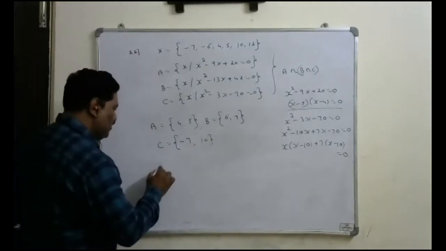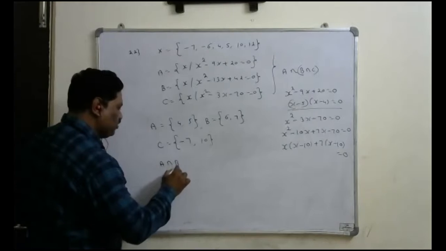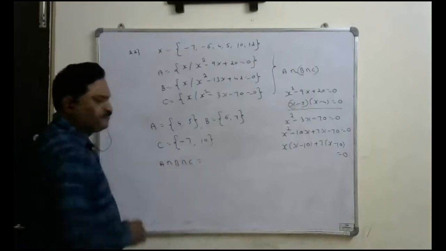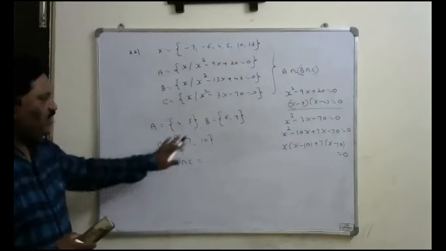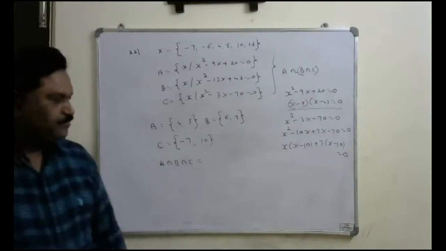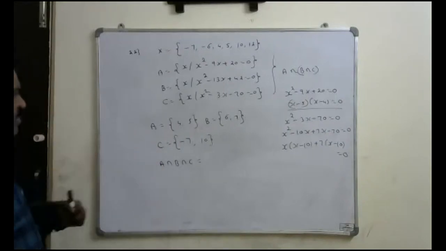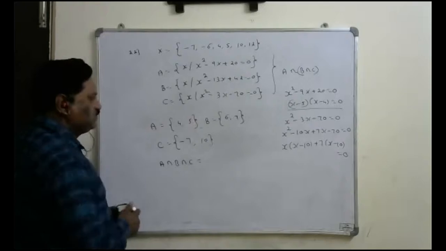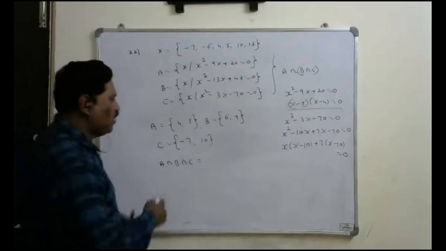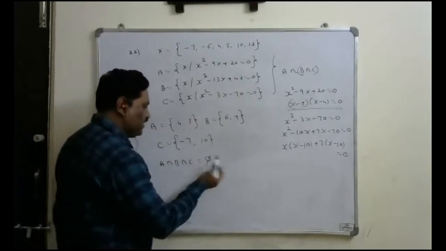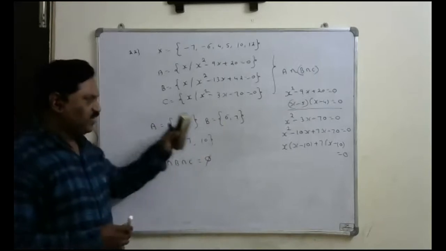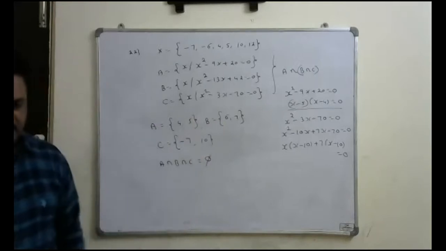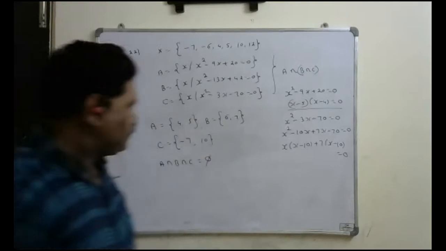Now I have to find A intersection B intersection C. A intersection B intersection C means what is the common value out of these three? All these three, any common value is there? No common value. That's why that is an empty set, phi. No common value at all in all the three. That's why that is an empty set. That's the answer.